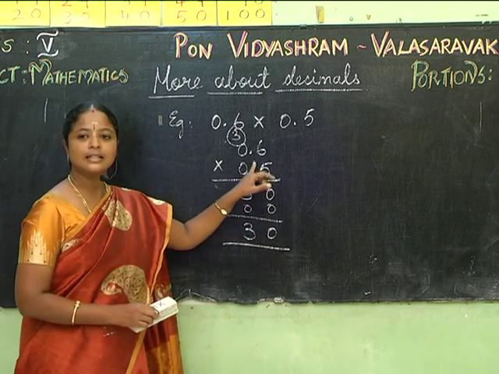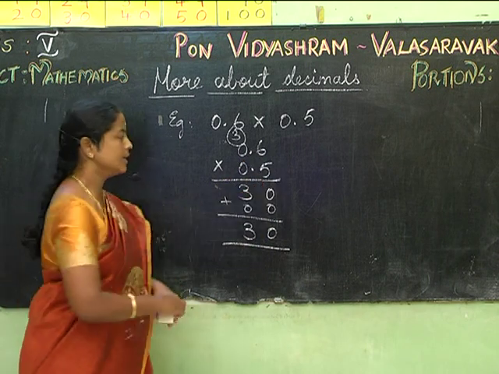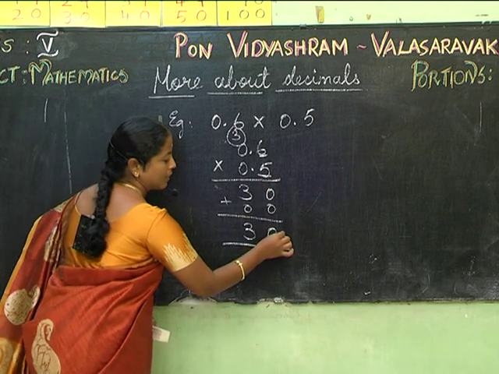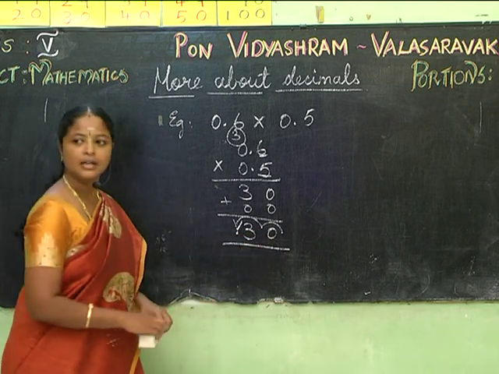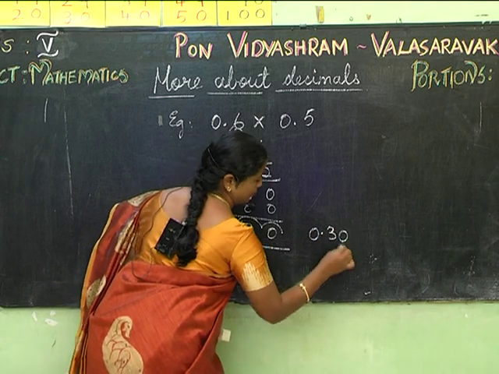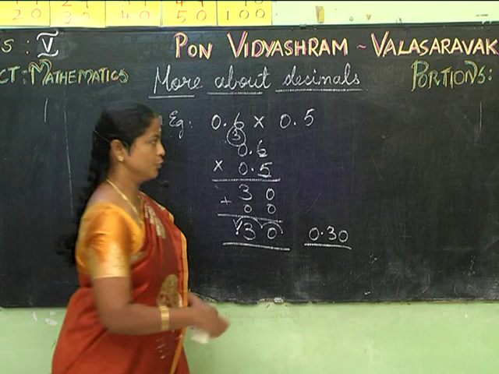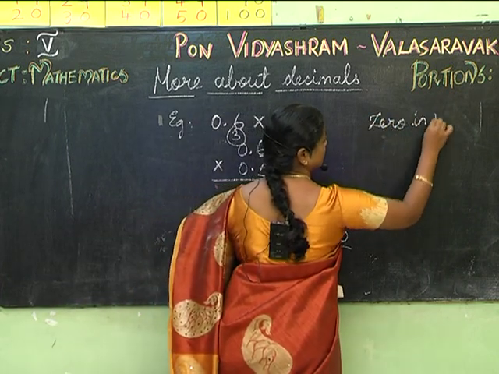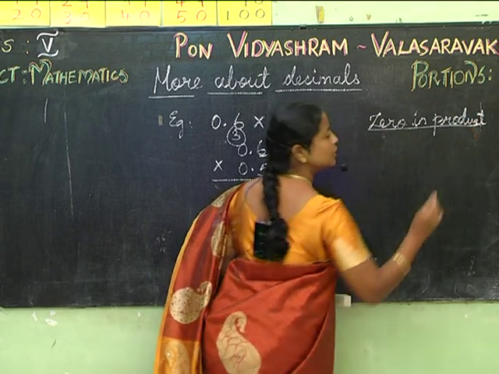Now I have to place the decimal point according to the number of decimal places. Here there are 2 decimal places after the decimal point. So my answer will have 2 places from the right. So my answer is 0.30. If there is 0 in the product, how do we do? Zero in the product.